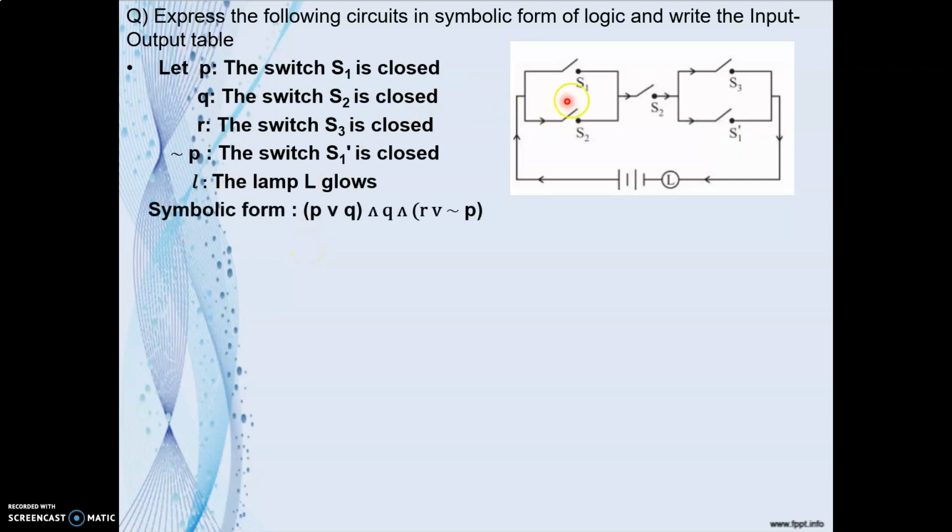The symbolic form is: here two switches are arranged in parallel, then that set is arranged in series, and again one more set is given. So the first set is P or Q, inside the bracket you can write that, and this is Q, and next, inside the bracket, R or negation P.